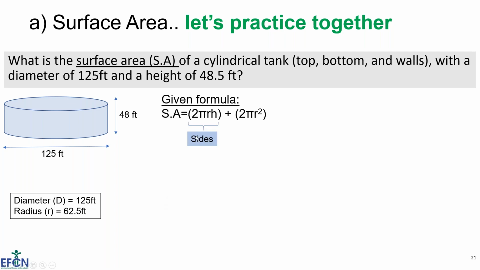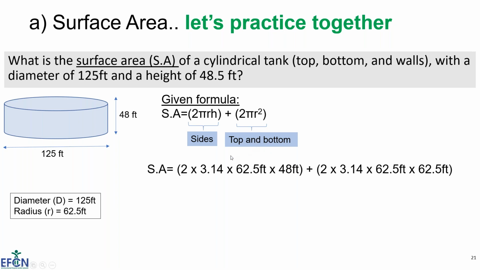Now, when you have this formula, basically the first part of this formula here, these are the sides of that particular cylinder, and the top and the bottom is this part here, the second part here. So when you have the formula, all you need to do is plug in the values that you have been given. Write the formula out and plug in the values.